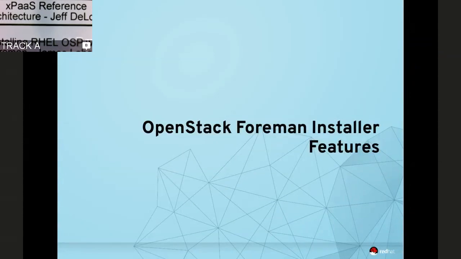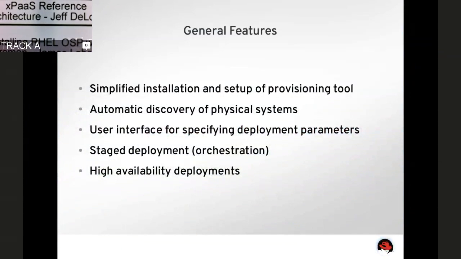So all right, let's talk about some of the features of the OpenStack Foreman Installer. So there are some general features. It's a simplified installation and setup provisioning tool. We'll talk about how it's delivered. It provides automatic discovery of physical systems, like we had mentioned earlier. It also provides staged deployments. So you'll see how you can assign different hosts to different roles through host groups and then press a deployment button and kick this thing off. And it provides high availability deployments as well. We'll go through some of the architectures that it allows you to deploy.